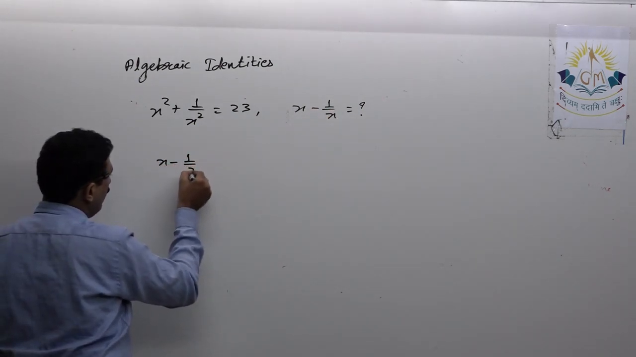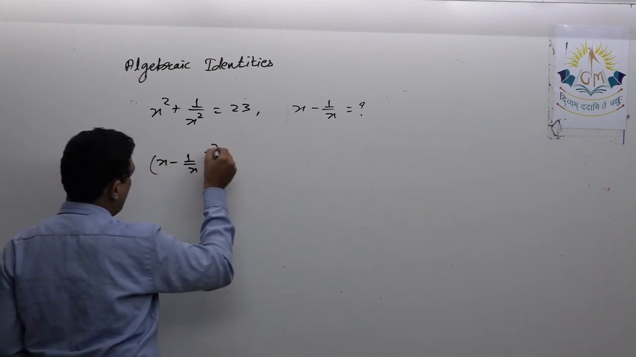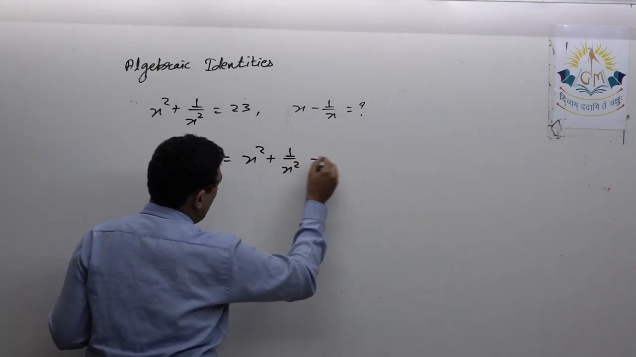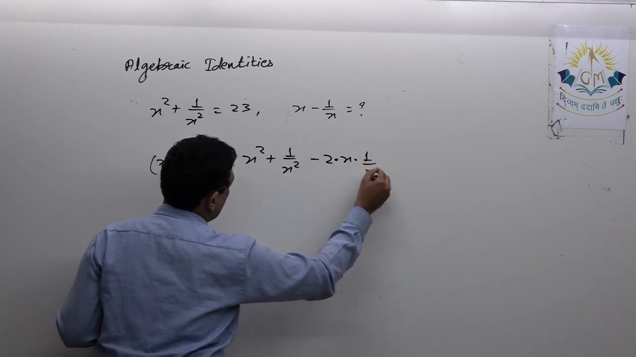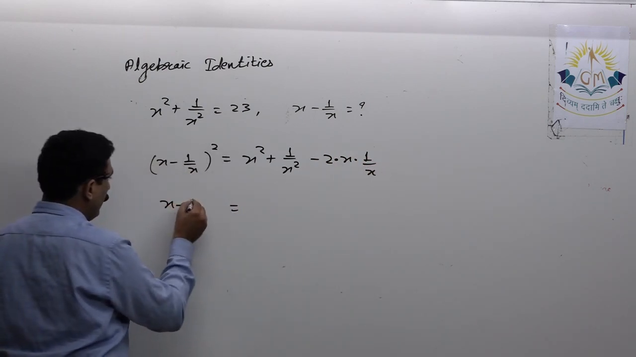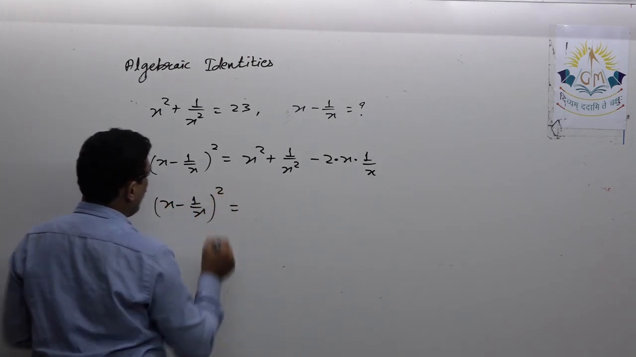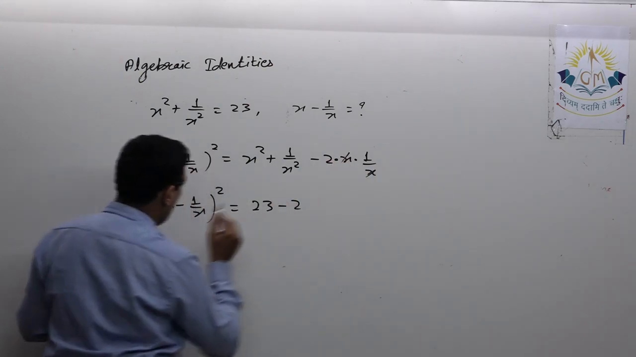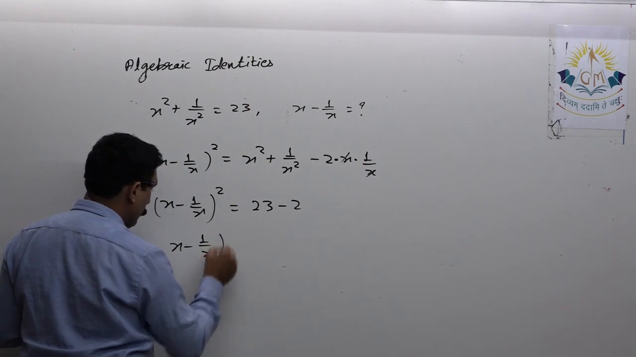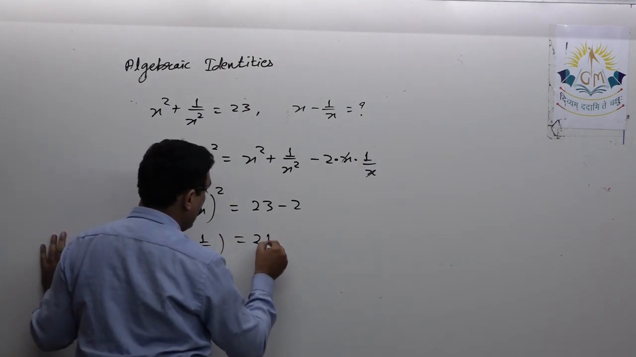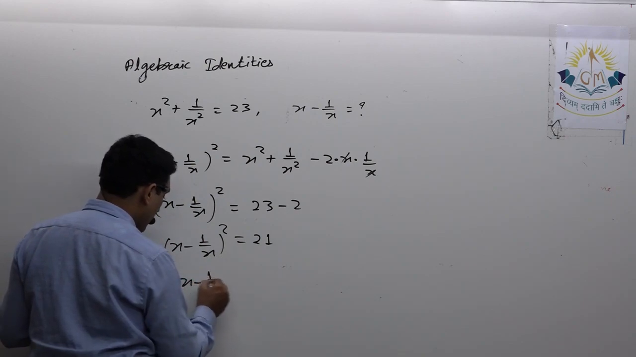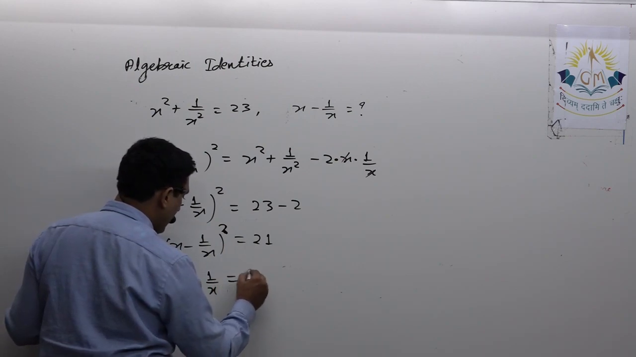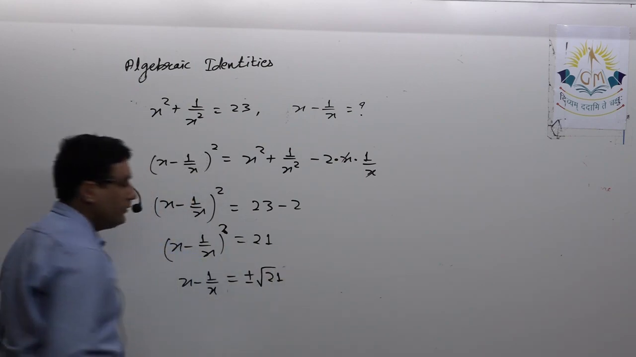I need to find this value. Okay, so if I apply this identity, I will get x square plus 1 upon x square minus 2 into a into b, isn't it? Now, so I can write x minus 1 upon x whole square is equal to, now this value is given already, that is 23, and this if I cancel will be 2. So ultimately x minus 1 upon x whole square is equal to 21. So x minus 1 upon x is equal to plus minus root 21.